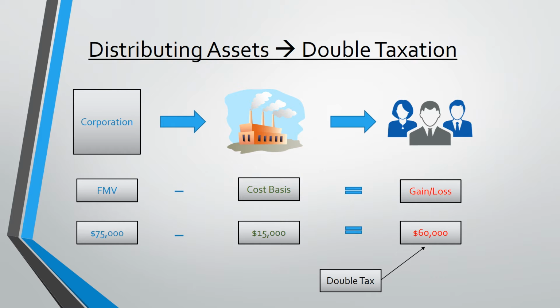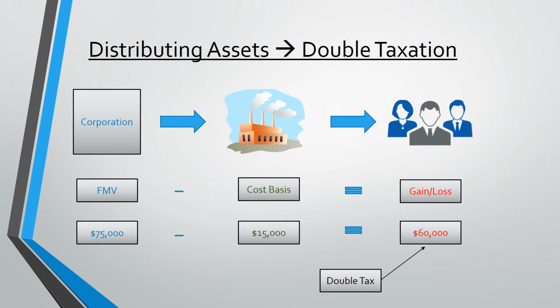For tax purposes, this transfer of the land back to the shareholders is treated as a taxable sale, and the corporation will pay tax on that $60,000 gain. But the shareholders also have a gain to recognize, because they're treated as receiving land worth $75,000 in exchange for their stock, which is only worth $15,000. So they also have a $60,000 gain to report on their tax return.